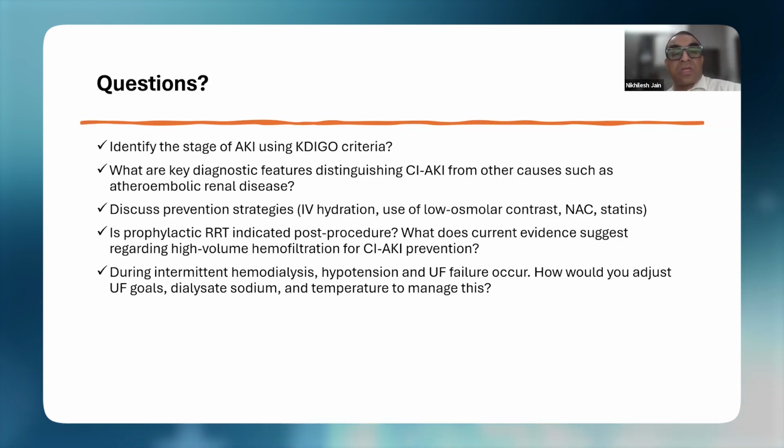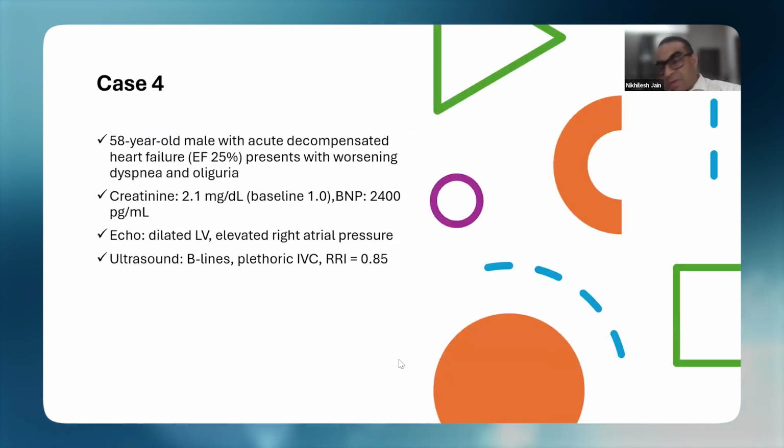What does current evidence suggest regarding high volume hemofiltration for contrast-induced injury and AKI prevention? If you do an intermittent hemodialysis, you get hypotension and ultrafiltration failure. How would you adjust your ultrafiltration goals? How would you adjust your dialysate sodium? Do you need to manage your temperature to handle this? So all these questions can form part of your EDIC testing.